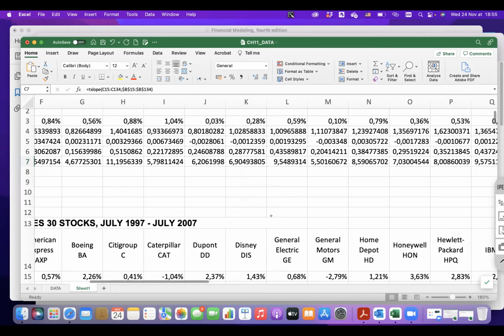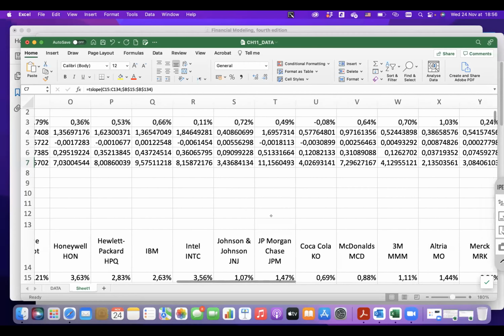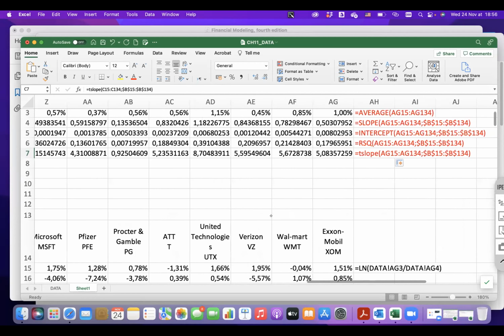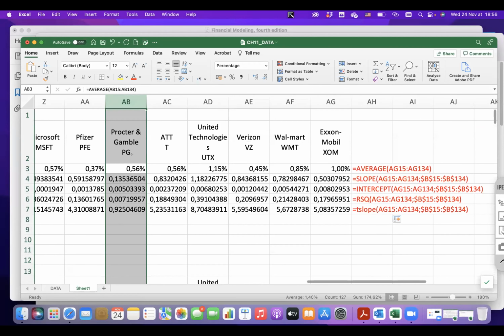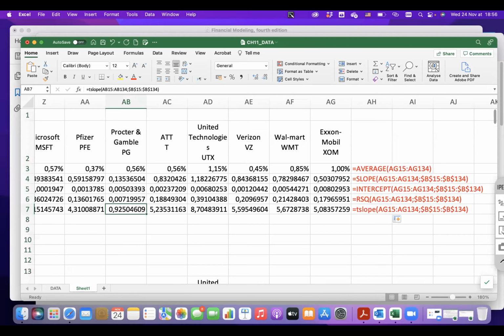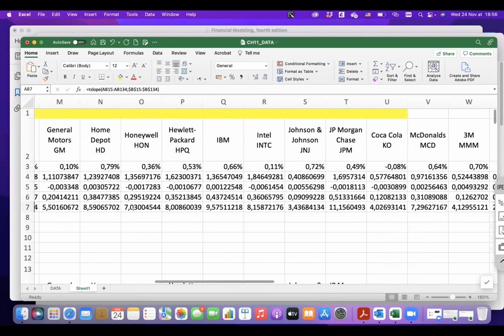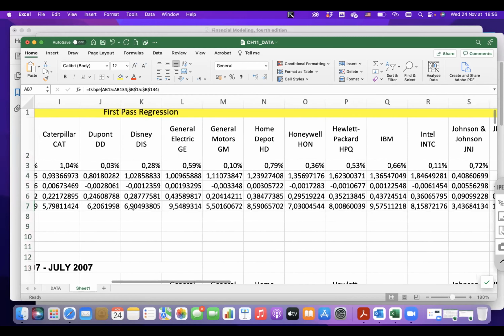See here, all the T slopes are higher than 1.96, which means that our results are reliable, except for this one, which is Procter and Gamble, 0.92. So this one has a beta which is not significantly different from zero. So we cannot rely on our estimates for Procter and Gamble. But for the remaining ones, they are all higher than 1.96.